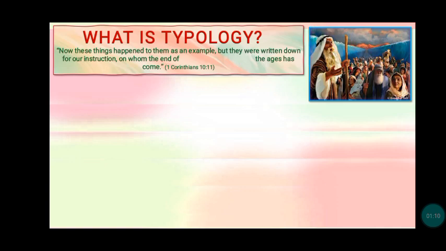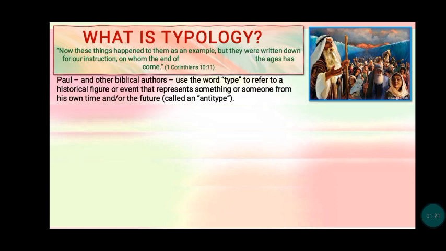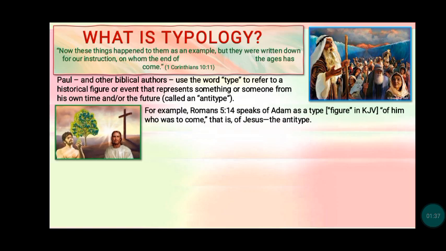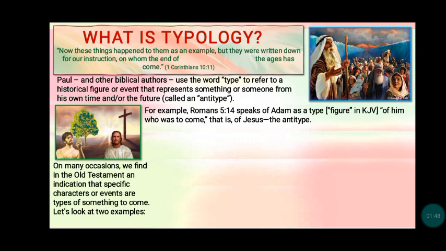What is typology? Now these things happened to them as an example, but they were written down for our instruction, on whom the end of the ages has come. Paul and other biblical authors use the word type to refer to a historical figure or event that represents something or someone from his own time and or the future, called an antitype. For example, Romans 5:14 speaks of Adam as a type figure in King James Version of him who was to come, that is, of Yeshua, the antitype.